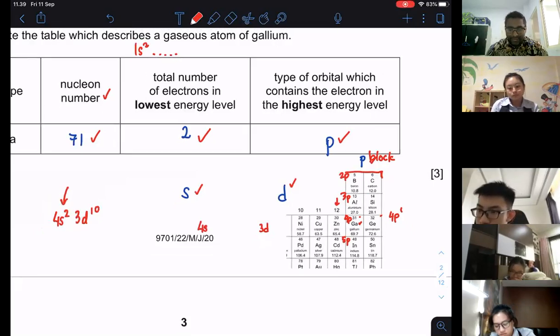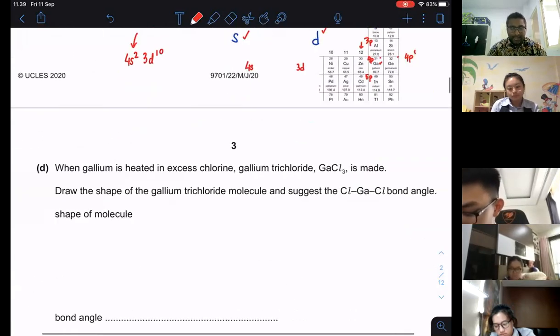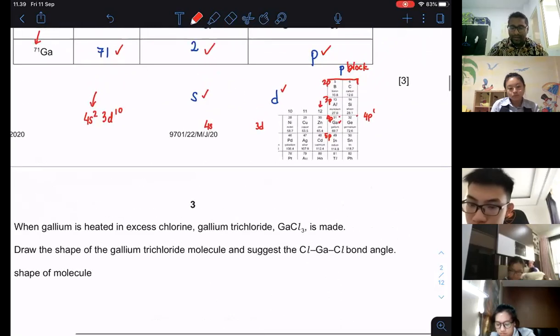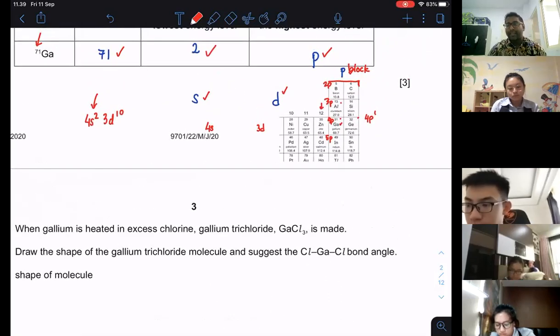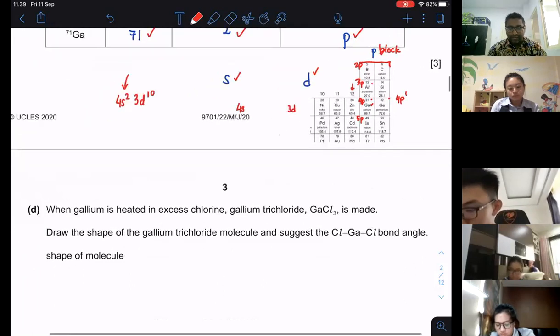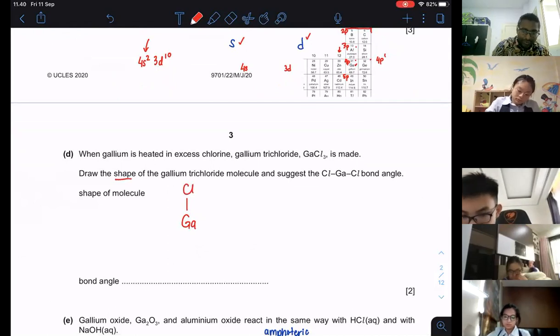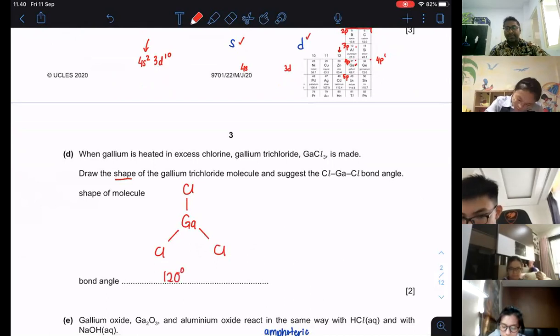Next, we will go to part D. When gallium is heated in excess chlorine, gallium trichloride is made. Gallium is in the same group as aluminium, group 13, with 3 valence electrons. Draw the shape and suggest the bond angle. I think it is very easy. Ga, and then you have Cl. They say draw the shape, no need to draw the dot-and-cross diagram, just draw a normal shape. With 3 valence electrons, there are 3 bonding pairs, therefore the bond angle is going to be 120 degrees.